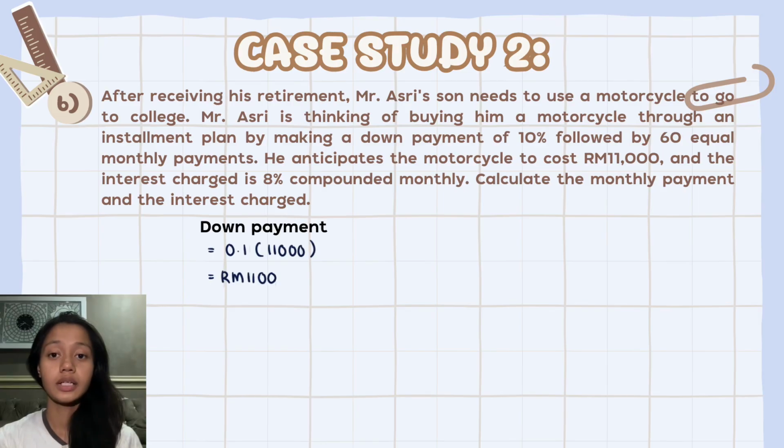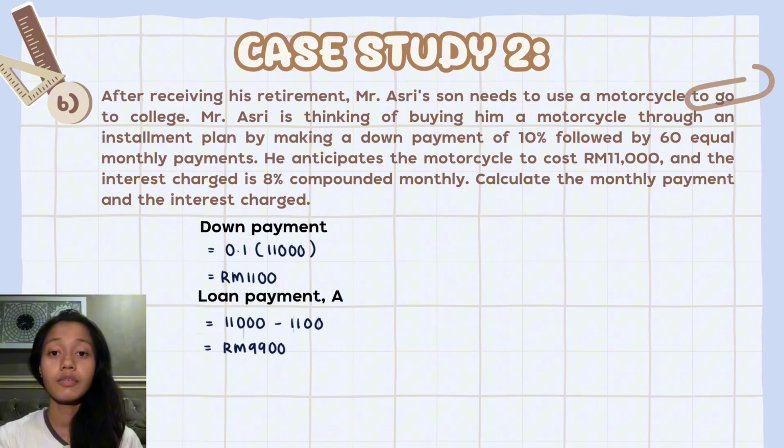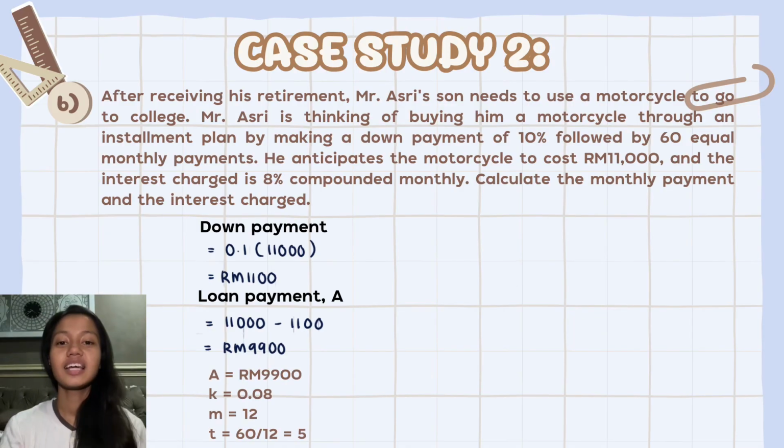Firstly, calculate the down payment. The down payment is 10% of 11,000. So, 10% multiplied by 11,000 equals 1,100. Therefore, the amount that needs to be financed through the loan is 11,000 minus 1,100 equals 9,900. Next, identify the values. A equals 9,900 is the loan amount, K equals 0.08 interest rate per year, M equals 12 compounded monthly, T equals 60 months equals 5 years.